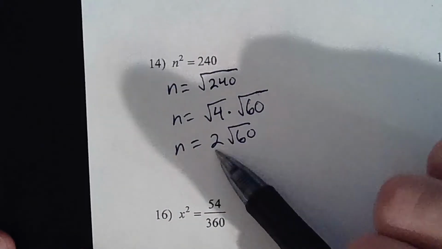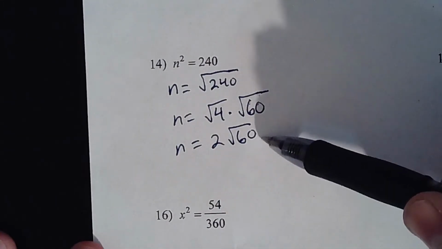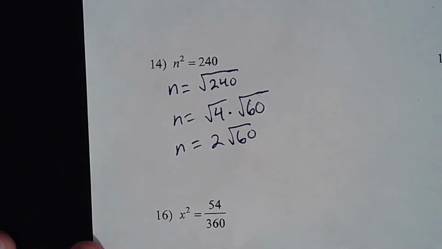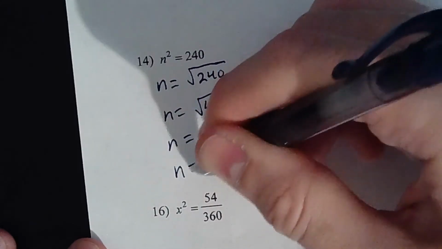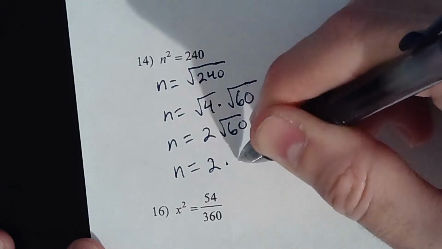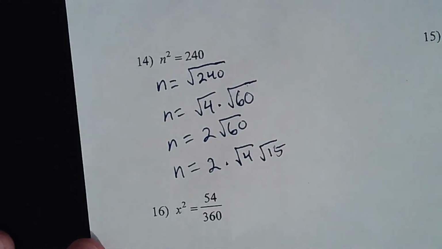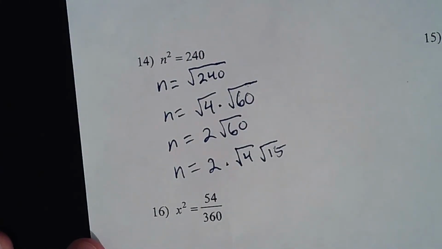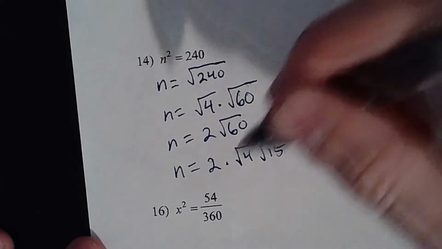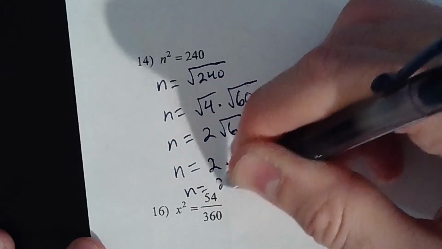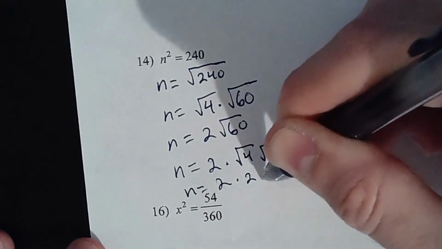So that square root of 4 became 2. That square root of 60 stayed the same, but we're not done because that square root of 60 goes on further. We can rewrite this 2 times, again, another 1, square root of 15. And then now, square root of 4 is again just a 2.